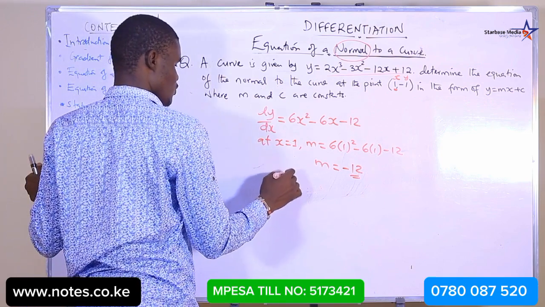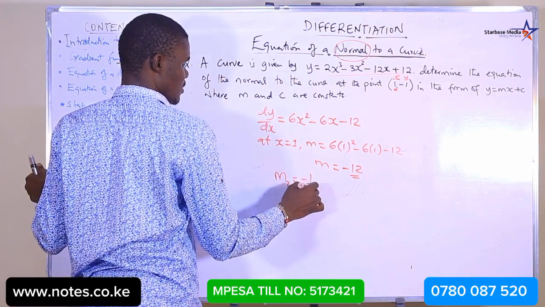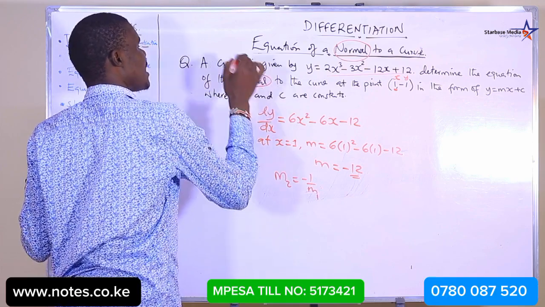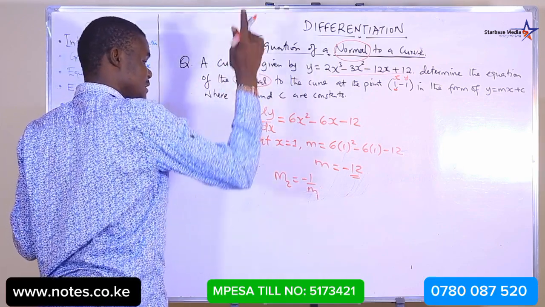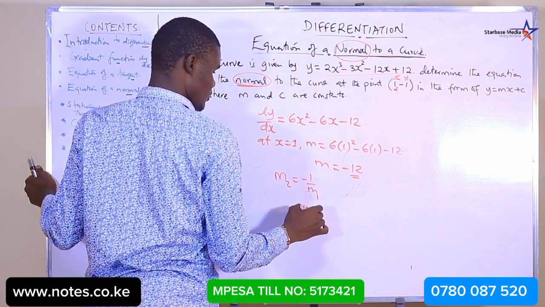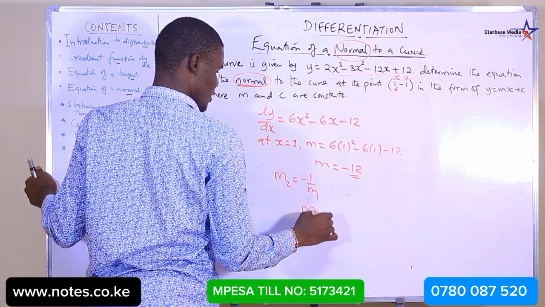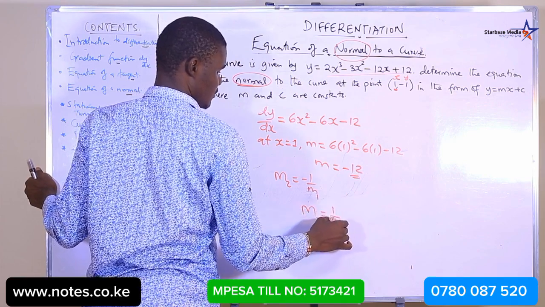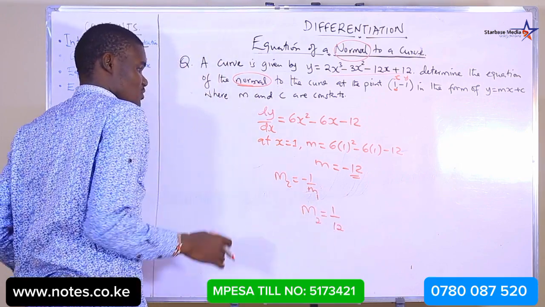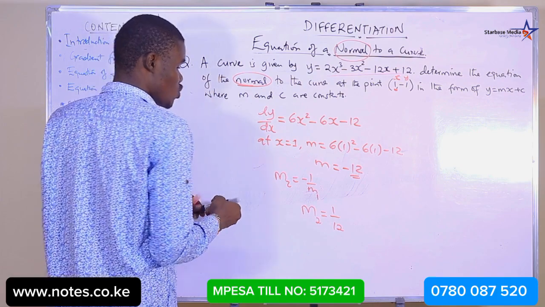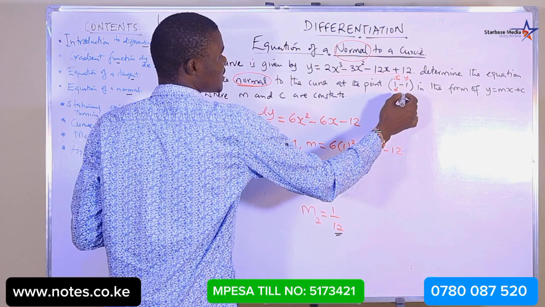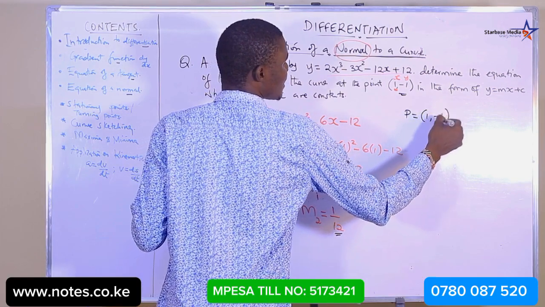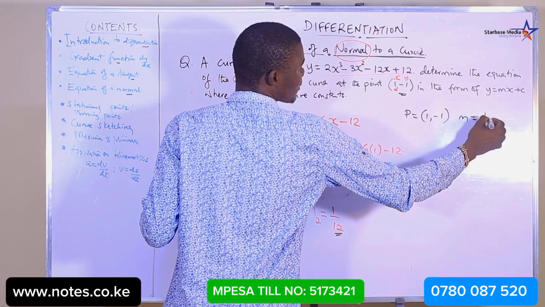For us to get m2, we get the negative reciprocal of m1, because what we are told is to get the equation of the normal, and we know that normal is perpendicular to the tangent. So the negative reciprocal gives you m2. So our m2 will be 1 over 12. So with the m2 here and the point here, you can form the equation, because now you have the point as 1, negative 1, and you have the gradient as 1 over 12.